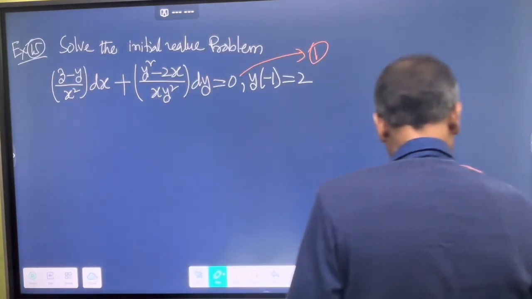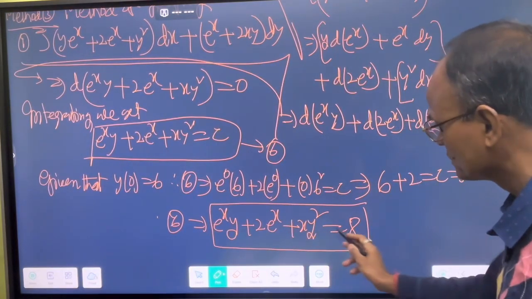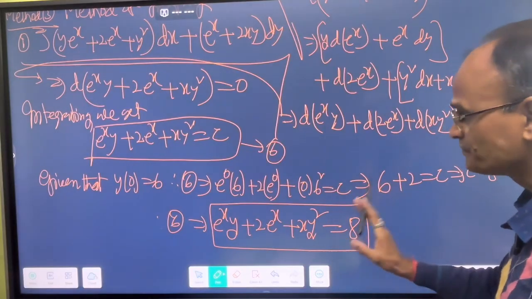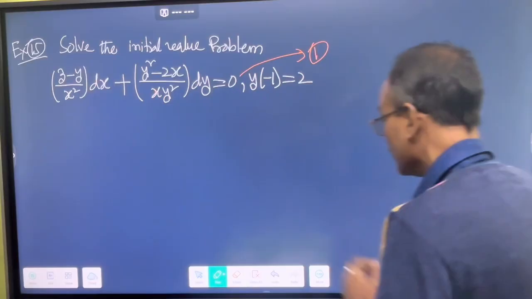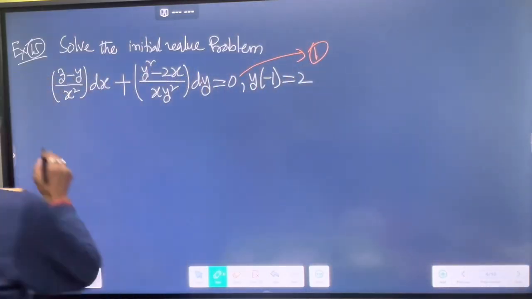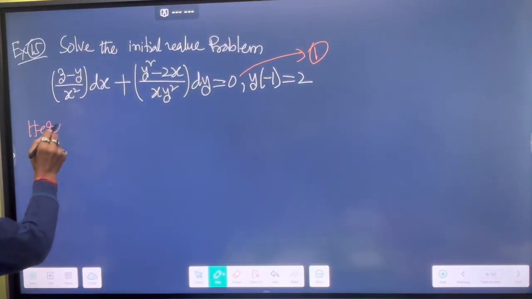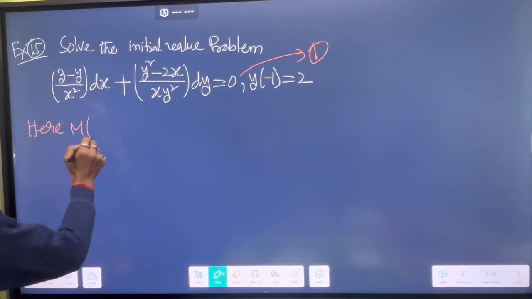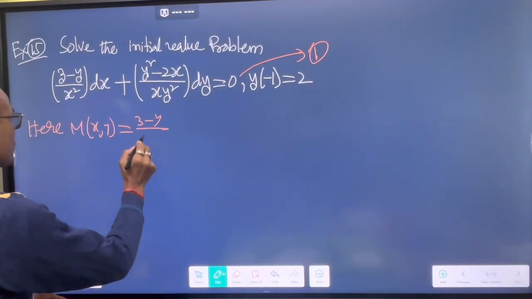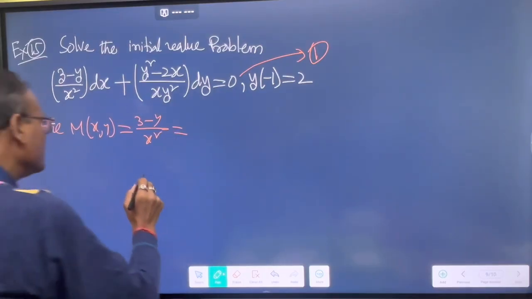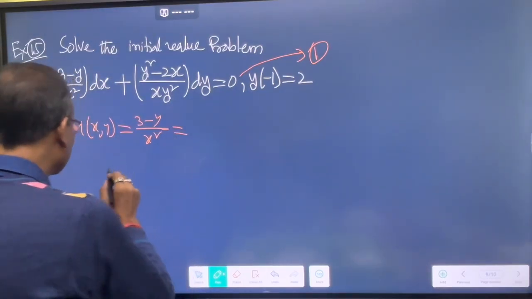This is one. Let me check this one. This is the solution. Method 3 has been applied here. Therefore, here M(x,y) = 3 - y/x².